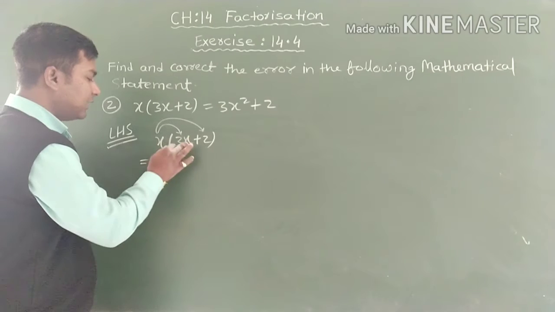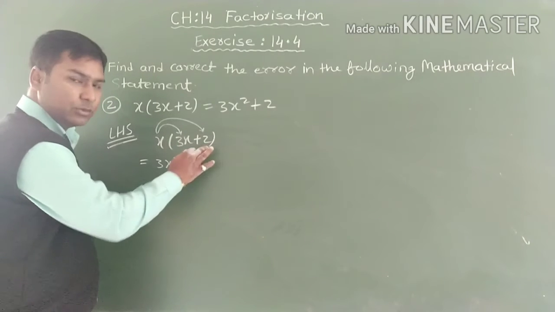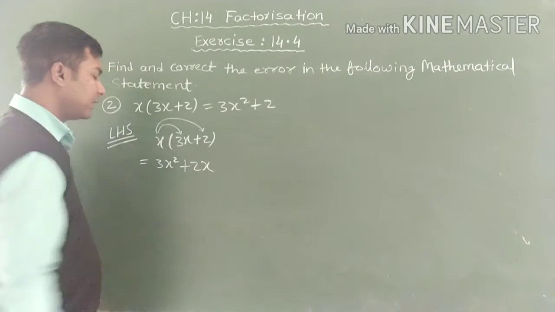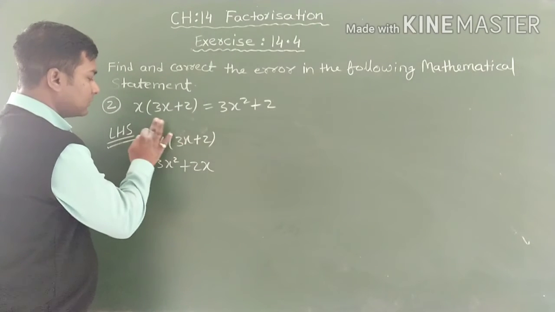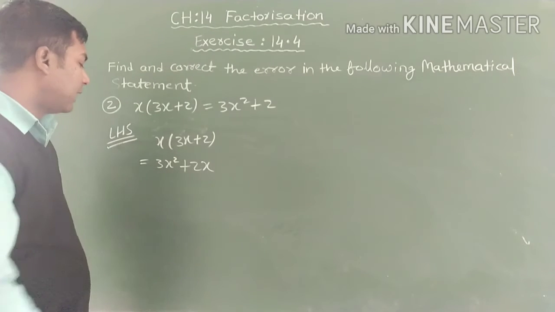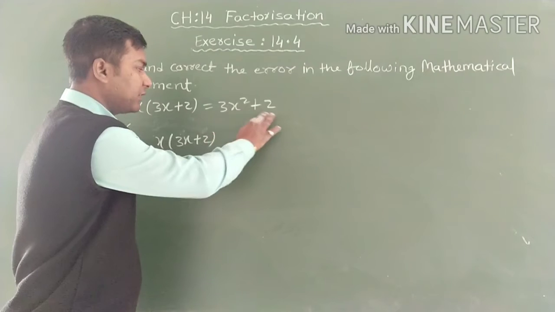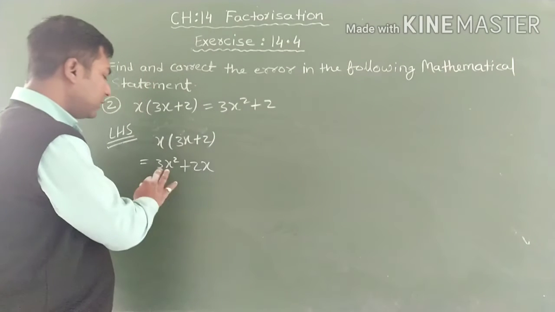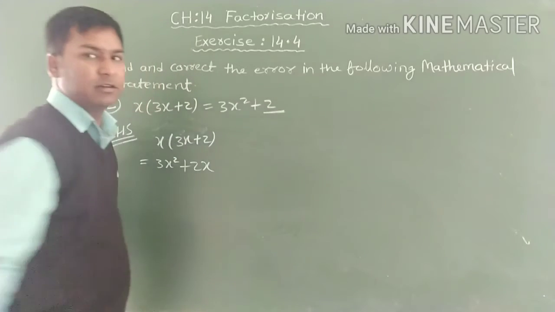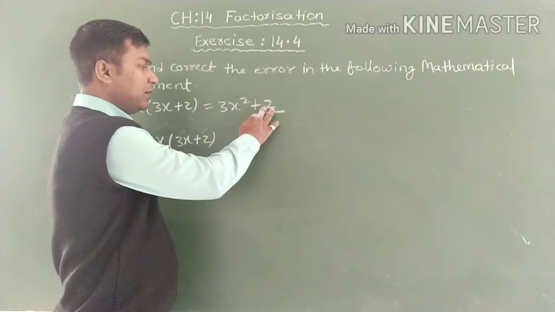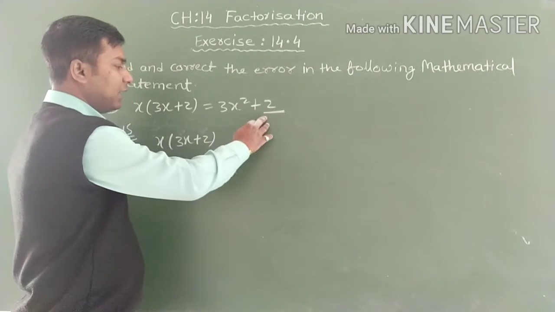So x into 3x, that is 3x square. Now x into plus 2, so it will be 2x. So this is the expression, and this is not equal to RHS part, because RHS is given here 3x square plus 2. Now what is it here? 3x square plus 2x. Now this is the error here. In place of 2 it must be 2x. Okay, so this is a wrong statement and this is the error.